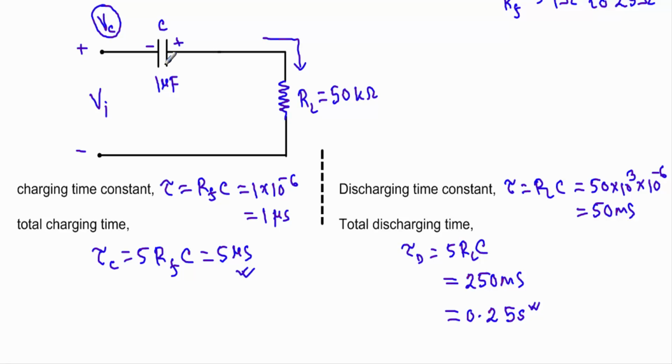And the operation of a clamper circuit is based on the principle that the charging time of a capacitor, see here the charging time is 5 microsecond, is made very small compared to the discharging time of the capacitor. If I can show that the charging time is much smaller than the discharging time in a circuit consisting of a diode, capacitor and a resistor, I can expect that circuit will act as a clamper circuit.